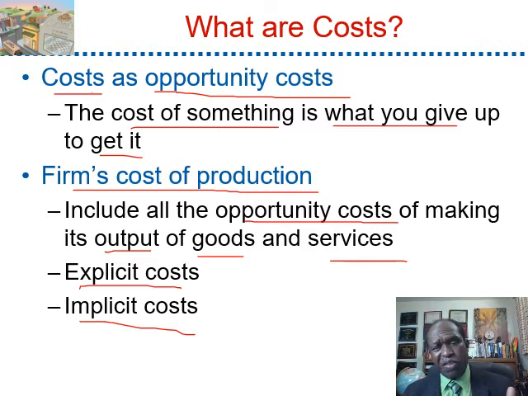For instance, if a business owner has a house and starts his business at his house, using one of his rooms as the office, then he doesn't pay rent for that office. That also is an implicit cost.